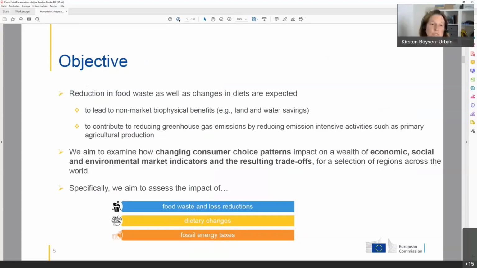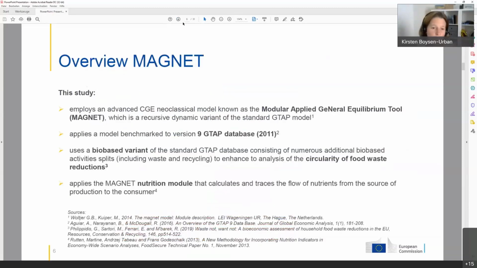We use for this exercise a global CGE model called MAGNET. This is the Modular Applied General Equilibrium tool. And this is a recursive dynamic variant of the standard GTAP model. Our model is benchmarked to the version 9 GTAP database in the year 2011.